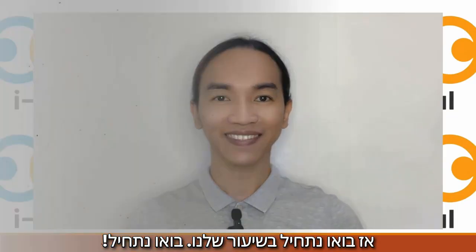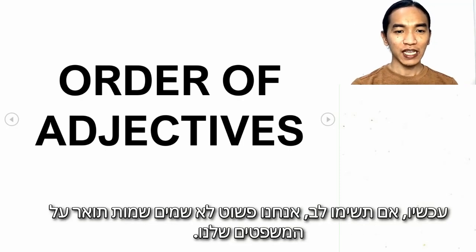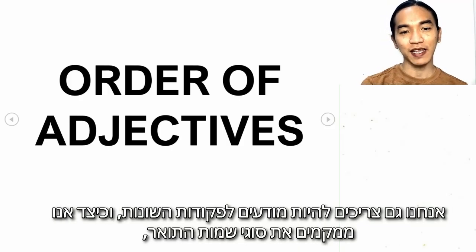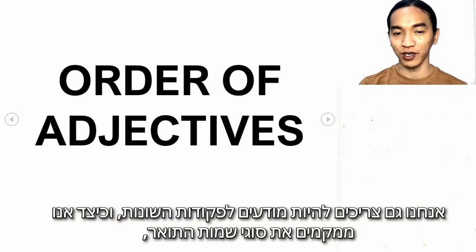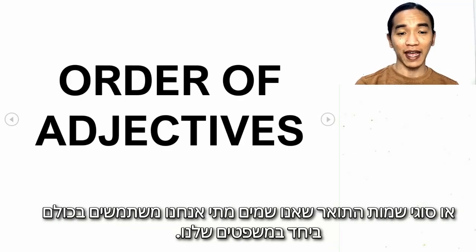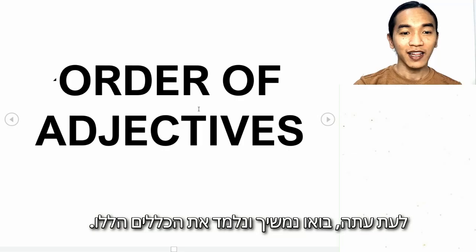Let's go. For today's discussion, let's talk about the orders of adjectives in sentences. Now, if you notice, we don't just put adjectives in our sentences. We also have to be aware of the different orders in how we position the types of adjectives when we are using them all together in our sentences. For now, let's go ahead and study those rules.